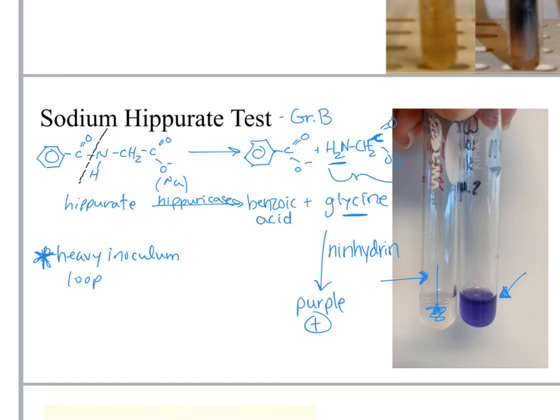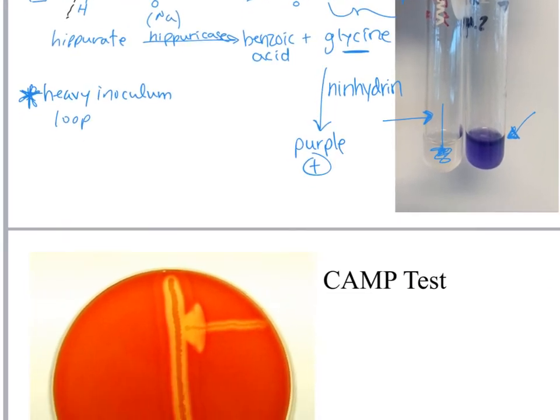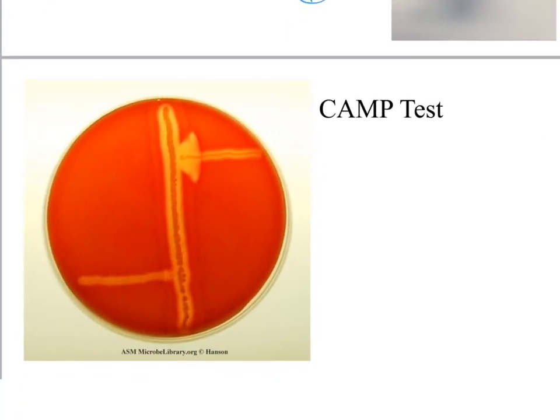Okay, the last test that I want to talk about is a CAMP test. We typically don't have students inoculate this. We usually just use it as a demonstration. Why don't we have students inoculate this as well? Well, you have enough going on in this lab for one thing, but this is another test for group B streps. So it's a little bit redundant. We already have a group B test, and it's a little bit more difficult to get this to come out right.